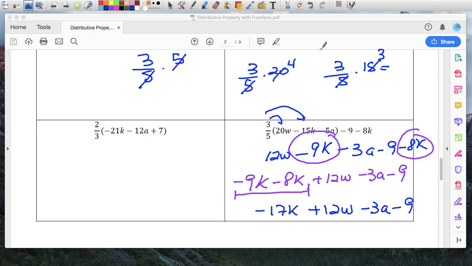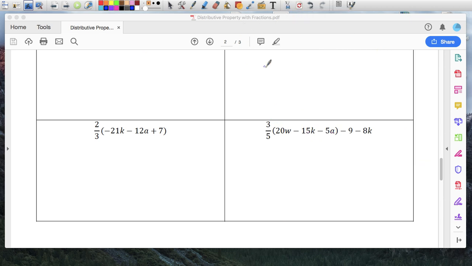So not that difficult at all. Okay, so you just need to be careful with the signs. Okay, and that's it.